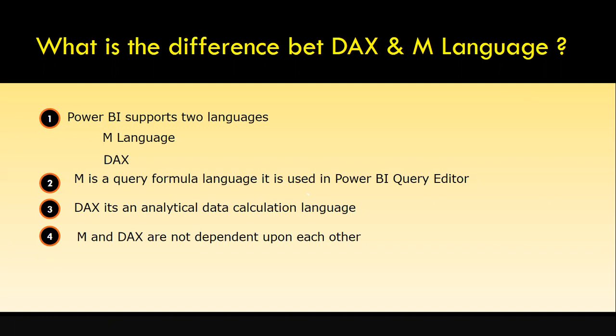So Power BI supports two languages: M language and DAX. You need to remember this. M is a query formula language because we use it in the Power Query editor, and it is called a query formula language. DAX is an analytical data calculation language. These two are mutually exclusive. You cannot use M language in DAX and vice versa.